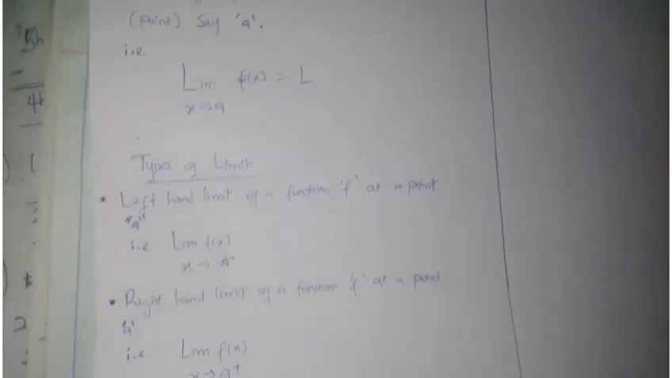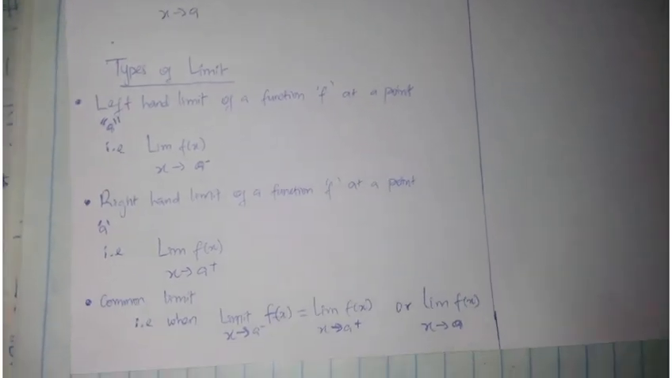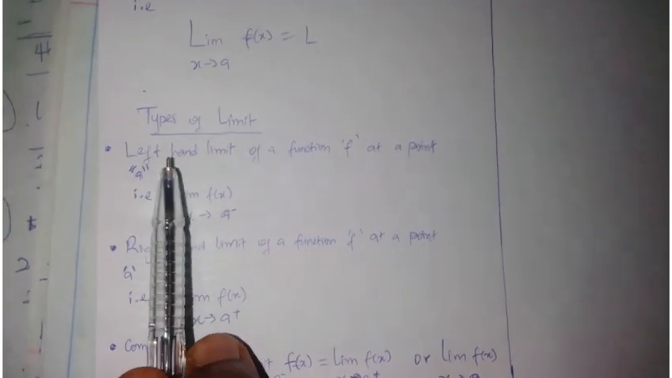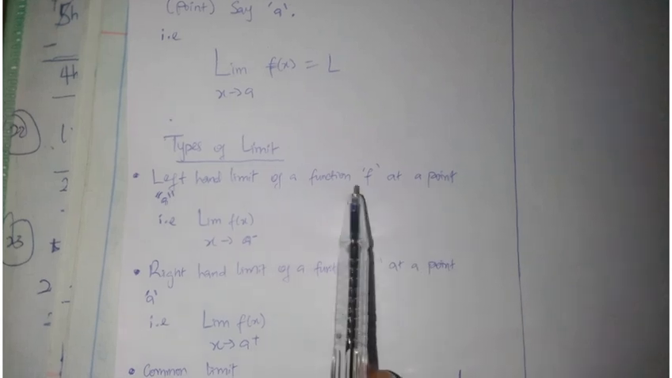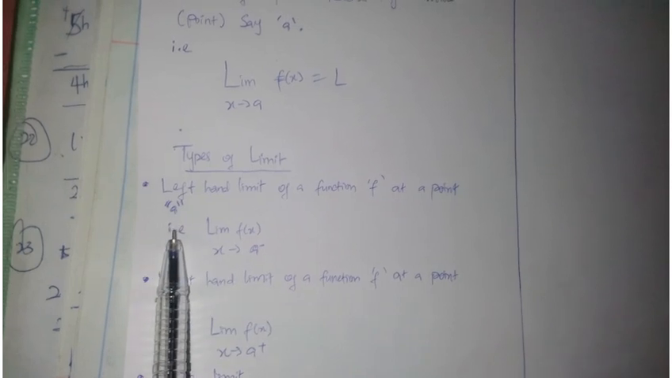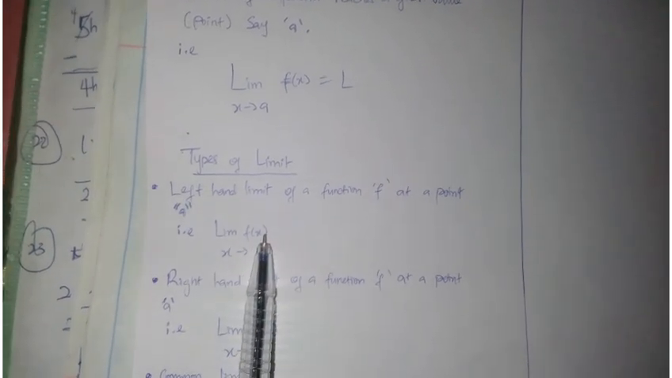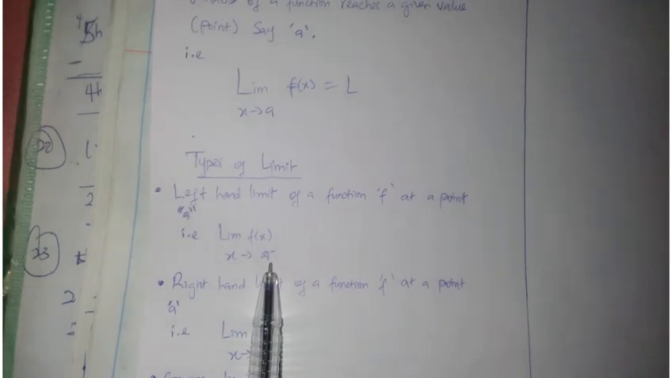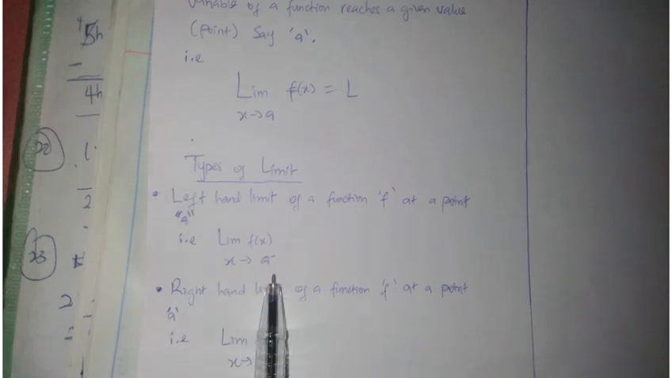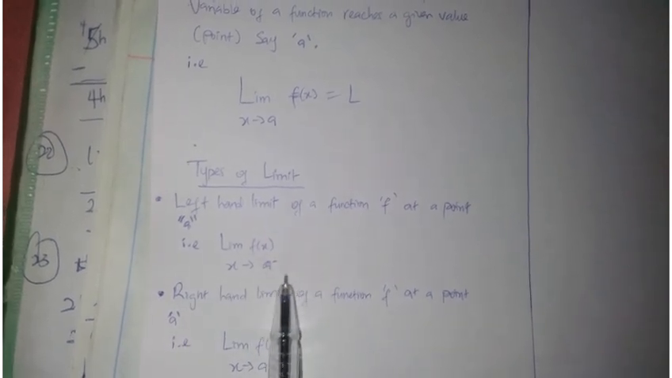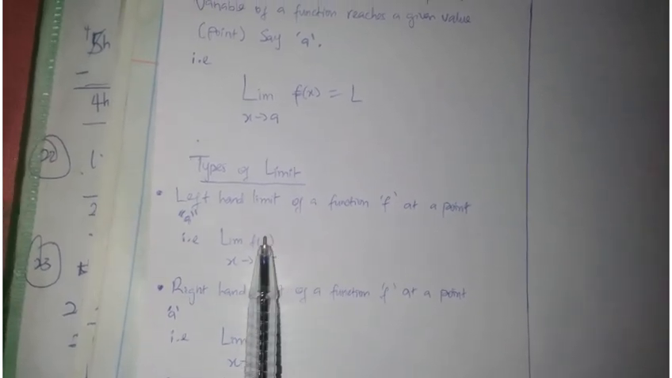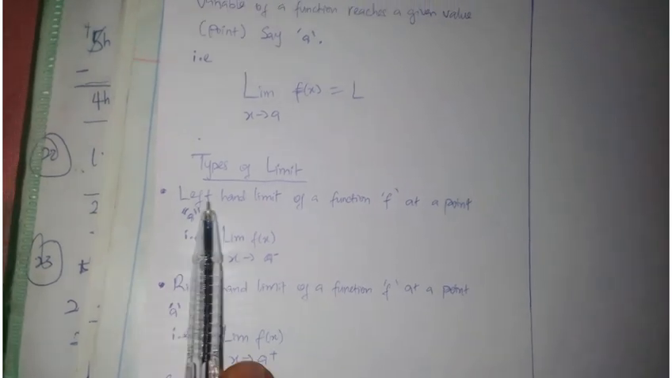Now, types of limits. We have three basic types of limits. The first one is the left hand limit, the second one is the right hand limit, and the third one is the common limit. For the left hand limit, we also need a function f at a point a. The expression of this left hand limit mathematically is the limit of f of x as x tends to negative a. When we say x tends to a particular point, it means I can use this point in the function. The left hand limit is represented as the limit of f of x as x tends to negative a.